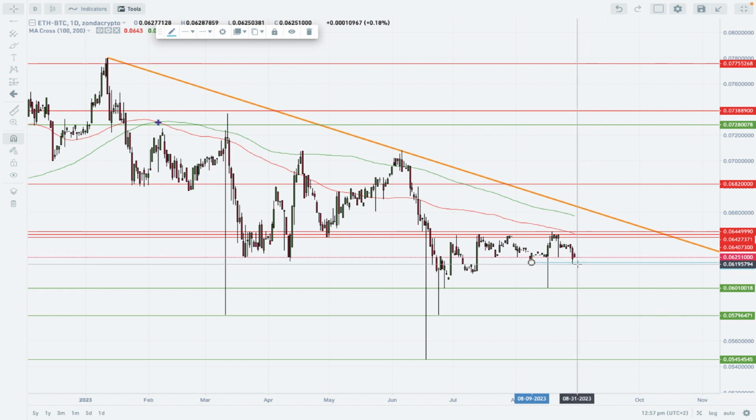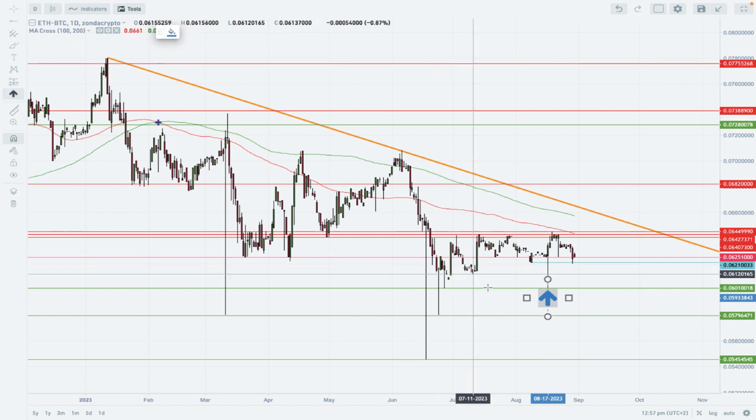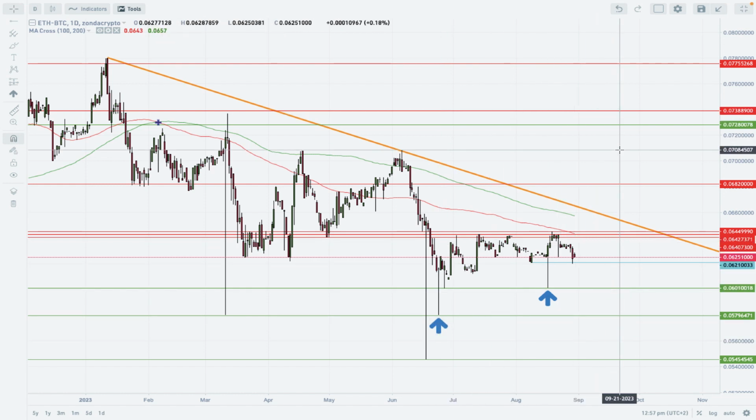And if this support is violated, then this one will be tested. I mean this one, and then of course the other one would be this one, because the swing low is obvious to spot, right? So please pay attention to the current development on the Ether to the Bitcoin, because it looks like this market is still under bearish pressure. The downtrend didn't actually change.